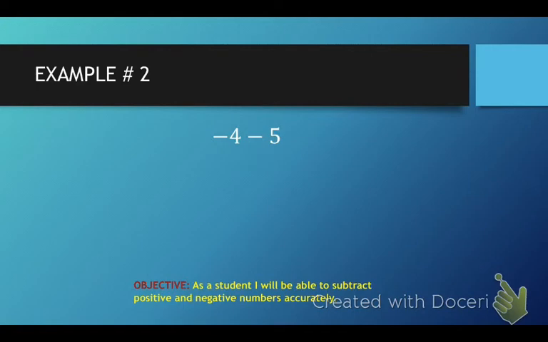Right, next one. We have negative 4 minus 5. Well, that negative 4, was that a bill or an allowance? It's a bill. Negative 5, that's also a bill.